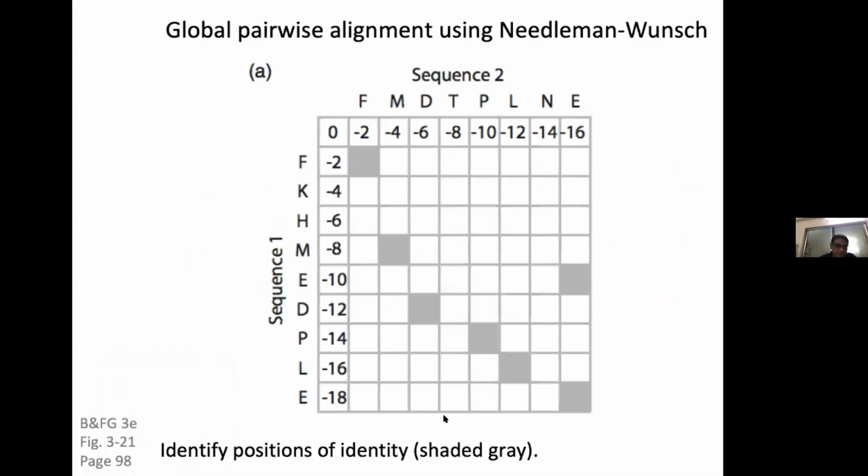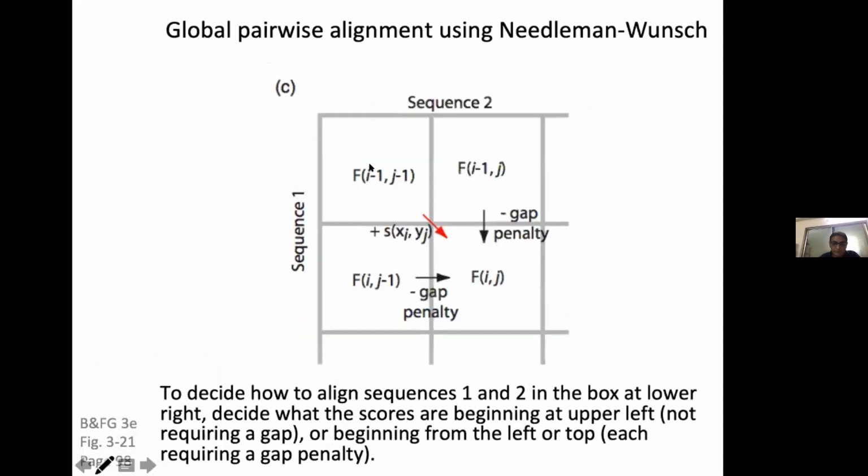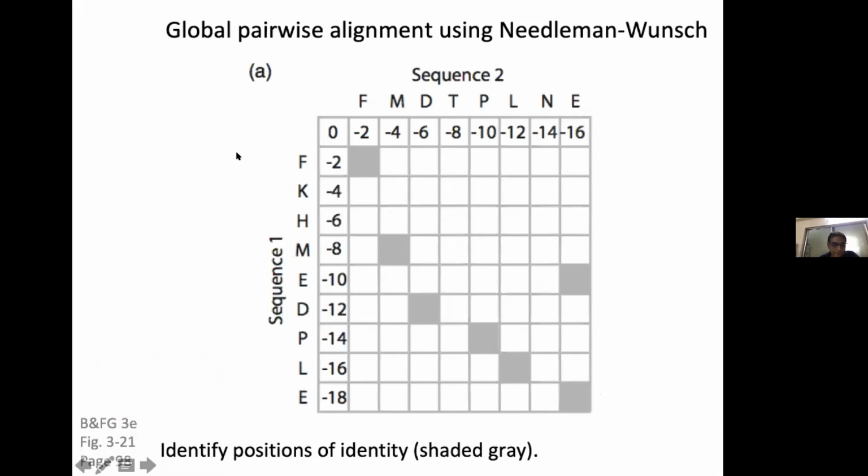Okay, let's see. If you take the two sequences, F, D, T, P, L, E, and the other sequence 1, F, K, H, M, D, E, D, P, L, E. Okay, so let's fill up the rows and columns. F matches F, so we fill these boxes. M matches with the M here. Then E matches with the E here, so we fill that box up.